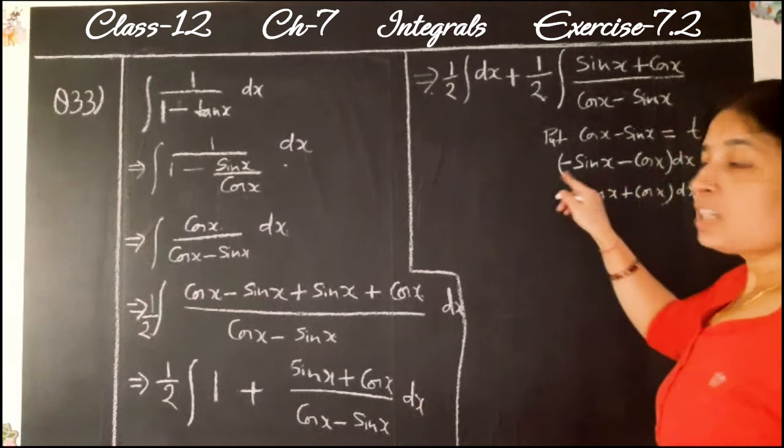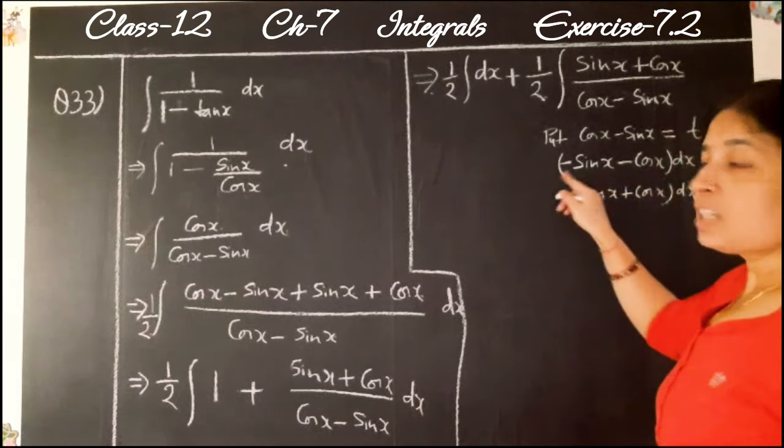So this will be x by 2. Take this minus outside, it will be minus 1 by 2. And the integral of 1 by t dt is log mod t. So write here log mod t plus constant c. Then write this one as it is, x by 2 minus 1 by 2 as it is, and log, put the value of t. t is here cos x minus sin x. So write here cos x minus sin x and this constant c.